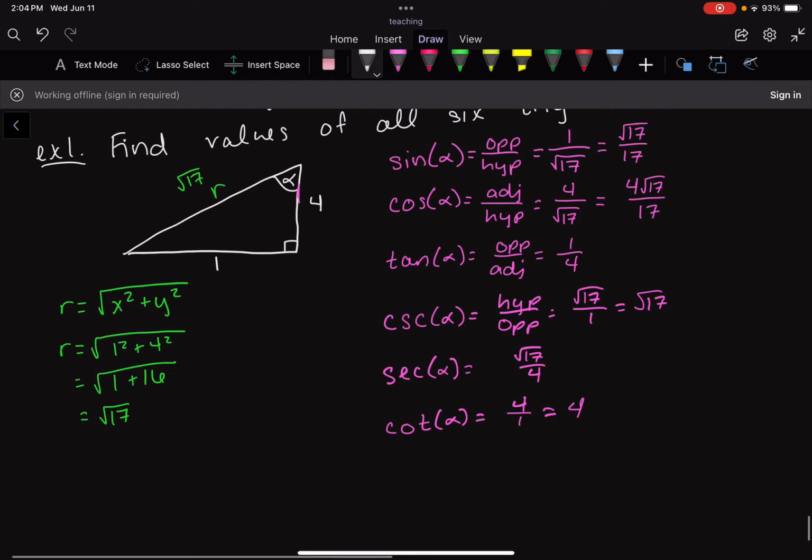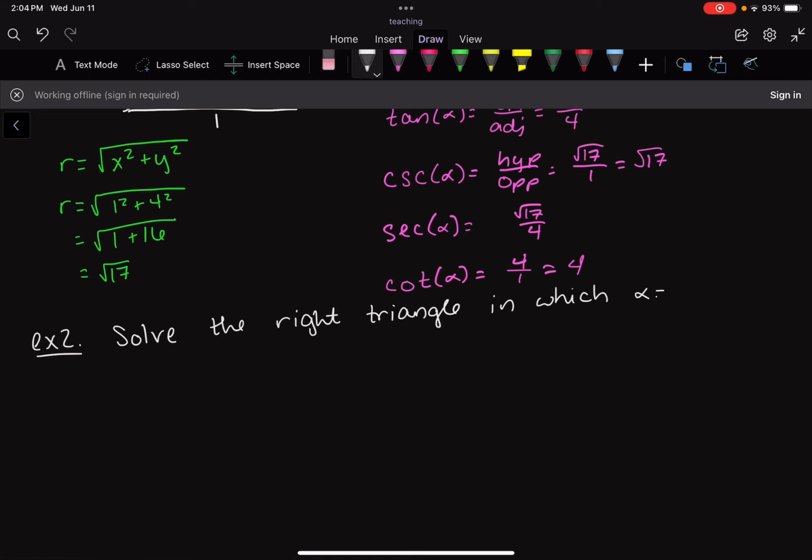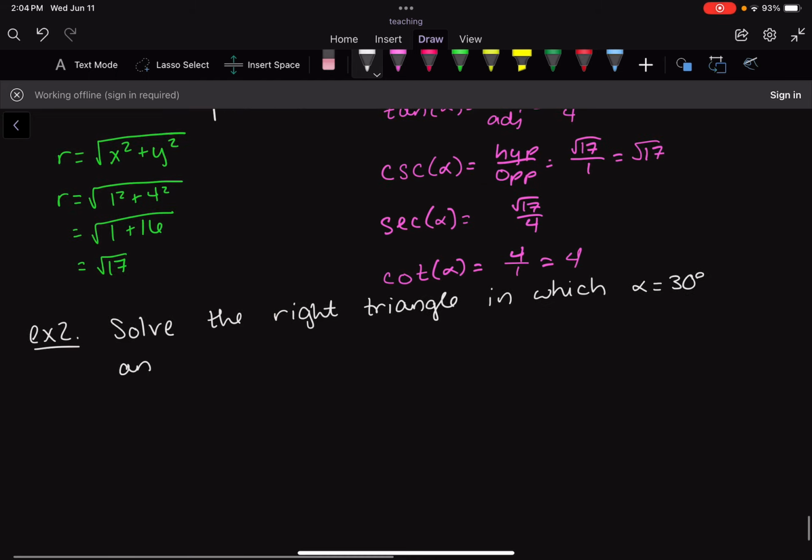Let's do another one. This is example 2. It says solve the right triangle in which alpha is equal to 30 degrees and side C is 6.